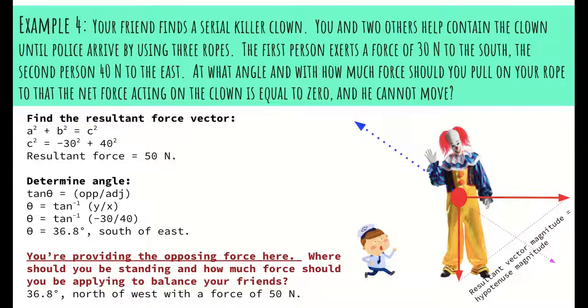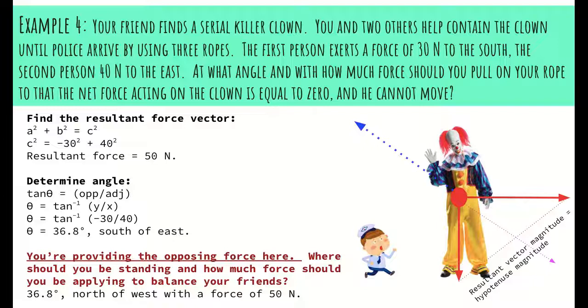Next example, the numbers of these are out of order, so this is example 3. Here's our Halloween example. You have a killer clown, a serial killer clown. You and two others are trying to help contain the clown until the police arrive by using 3 ropes. You and 2 of your friends have lassoed this clown, and you're trying to pull it in 3 different directions so that he cannot move.